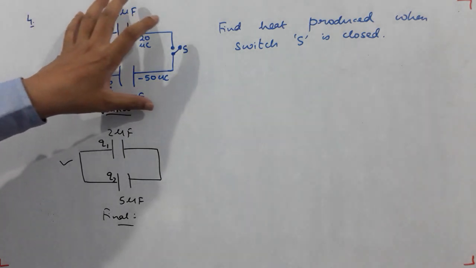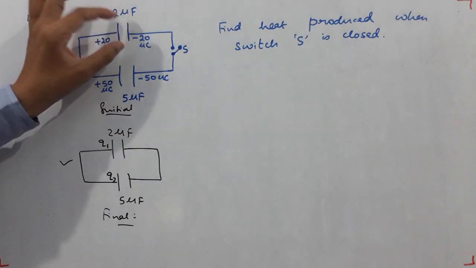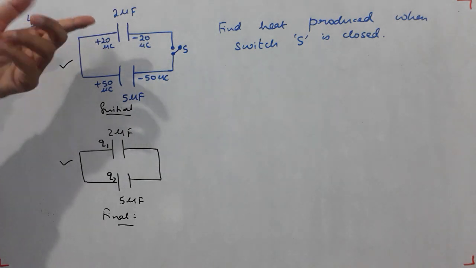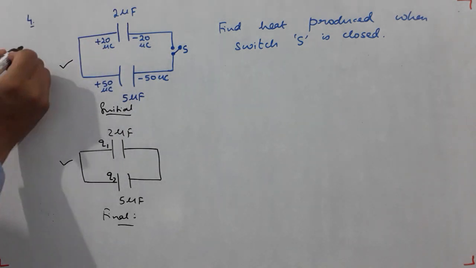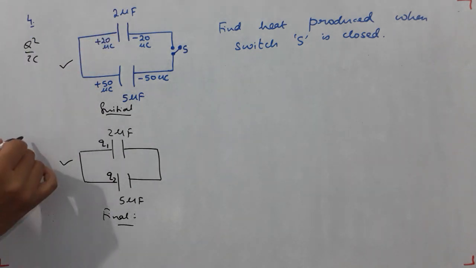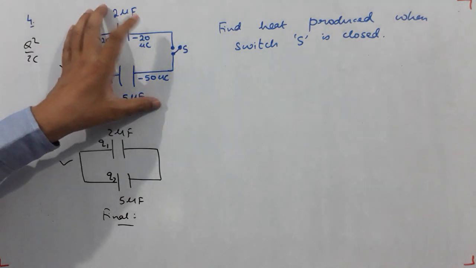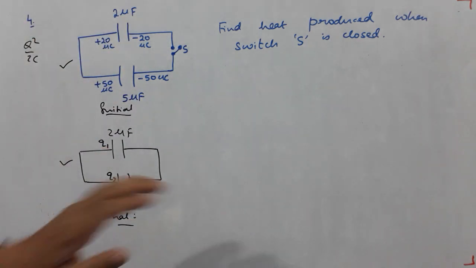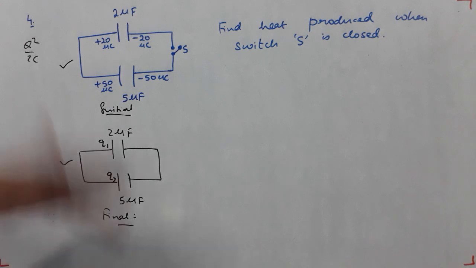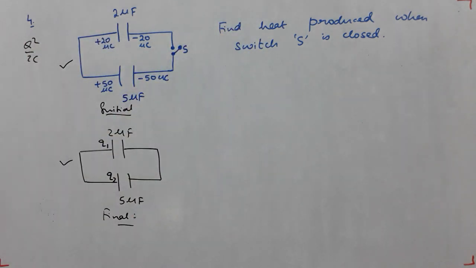So you find the total energy in each case. You know, energy stored in a capacitor is given by the formula half CV squared or Q squared by 2C. There are two capacitors, so use this formula for both of them. Find the total initial energy, then the total final energy, and then check the difference. The difference of those two energies will be the heat produced. So this is the method.